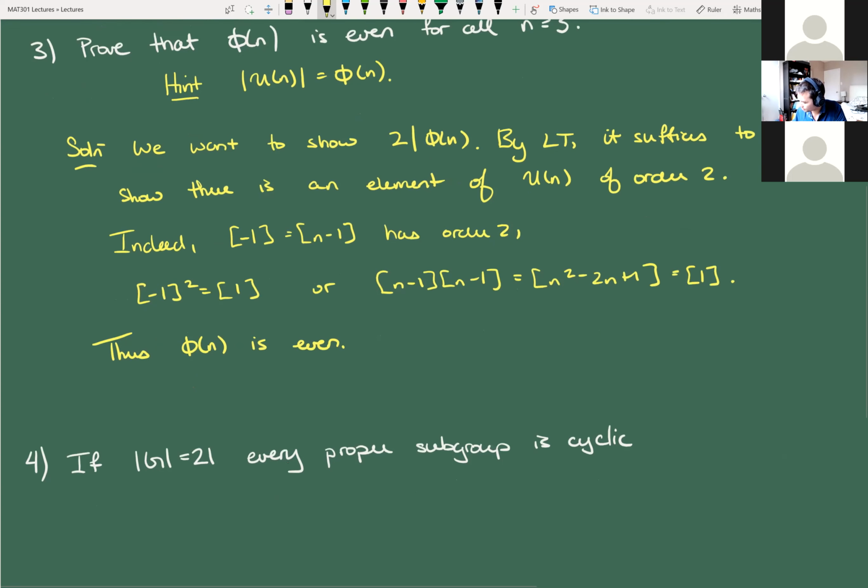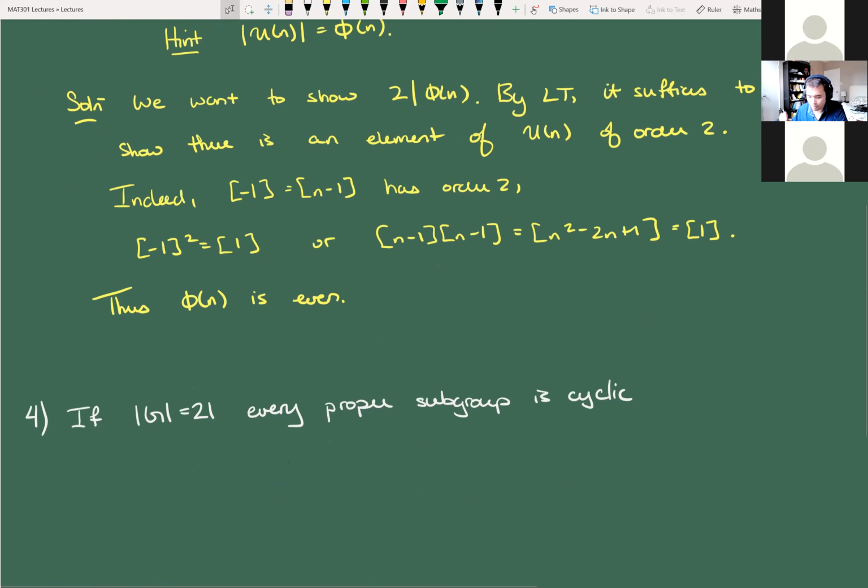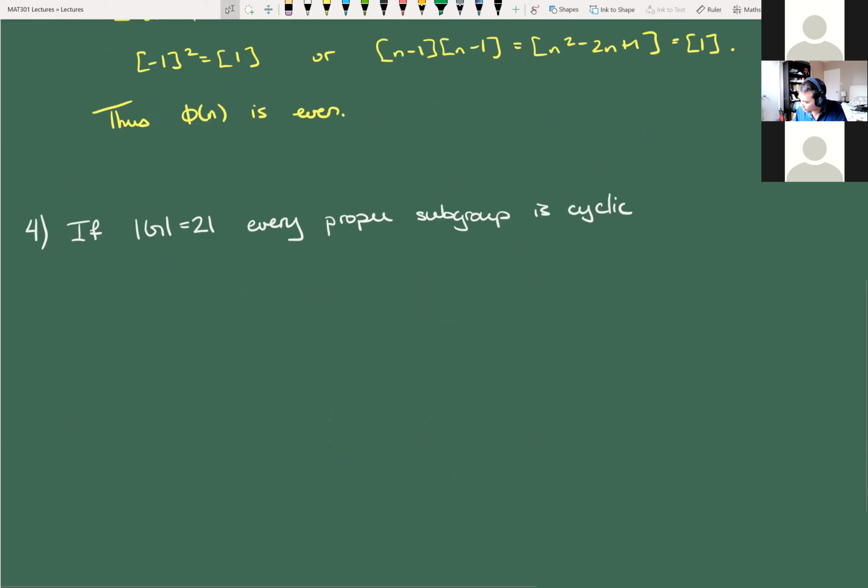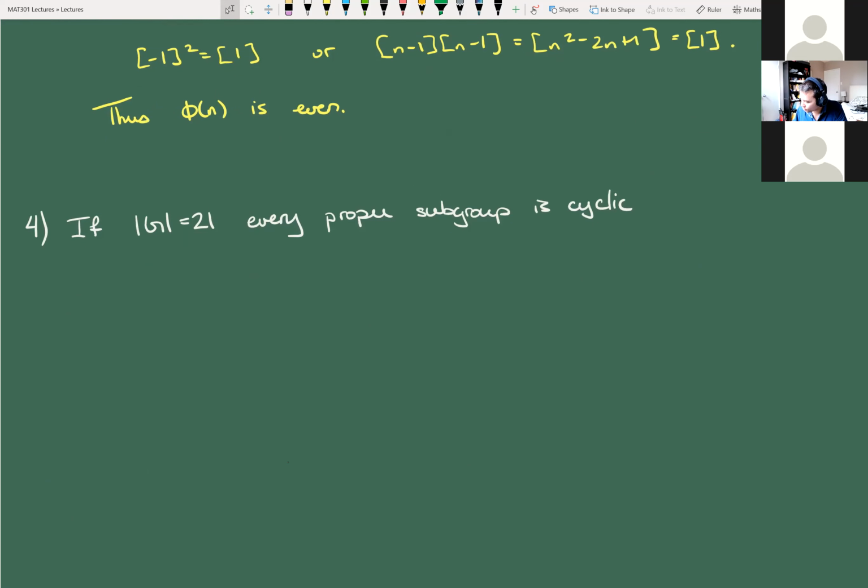Voila, okay? So, you know, I said they were short proofs. I mean, I'm doing a fair amount of writing, which is making them seem maybe a little bit bigger, but the idea is relatively straightforward. And if the order of G is 21, every proper subgroup is cyclic. Does anyone have an idea for how you can immediately be like, yes, this is clearly true, almost without writing anything down?